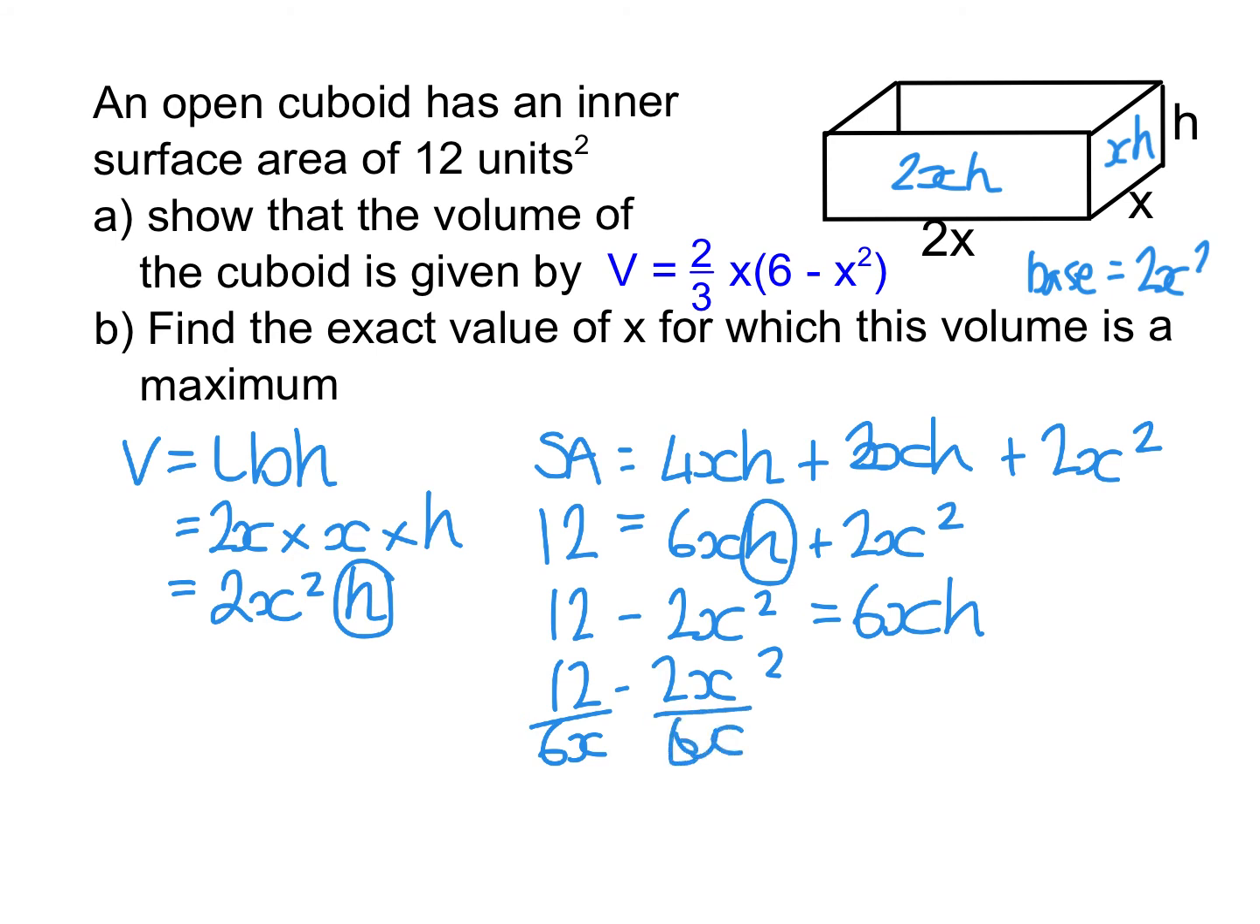And that will give me my value for h. Now 12 divided by 6 is 2, so I've got 2 over x for my first term. 2 over 6 is a third, so I've got 1 over 3. And then x squared divided by x would just give me x. So I've really got x over 3 equals h.